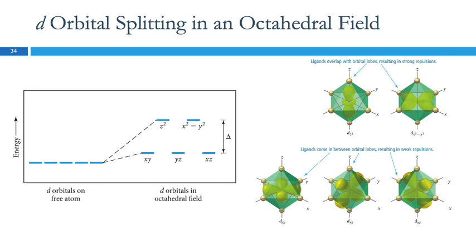So on a free atom without any hybridization, you've got 5 d orbitals and they're degenerate. They have the same energy. When we bring those into hybridization, then we can have them overlap different ways.